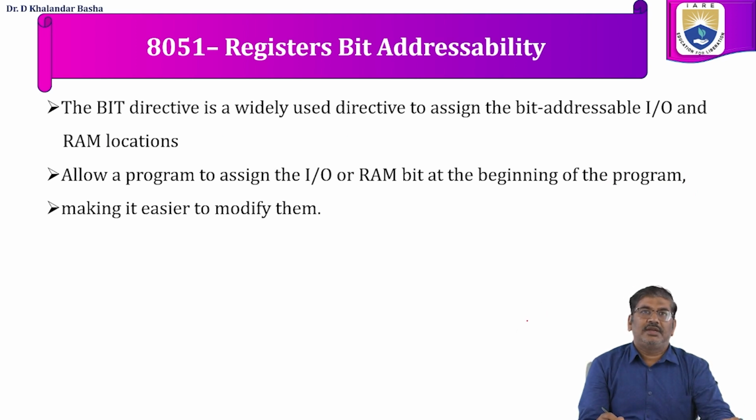Next, we can have the BIT directive, which is widely used to assign bit addressable IO and RAM locations. It allows a program to assign the IO or a RAM bit at the beginning of the program, making it easier to modify them.